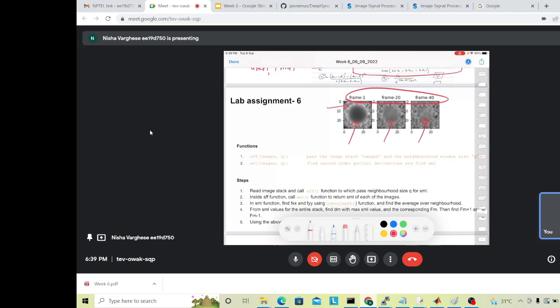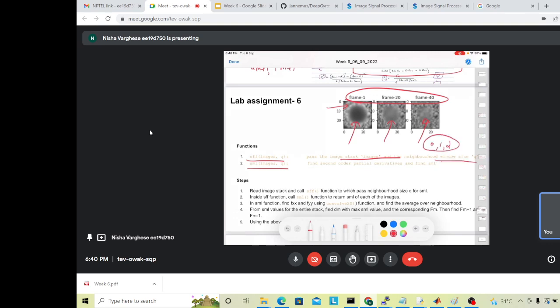In the assignment there are only two functions, the SFF and SML functions. The SFF function reads the image stack, so 100 images, and the neighborhood size. The neighborhood size is for smoothening the depth map. It is not required in theory, but in the code it is required. If you are using a smoothness measure, it will account for the neighboring focus measures also, which helps smooth the depth map. You have to use the window size as specified in the question.